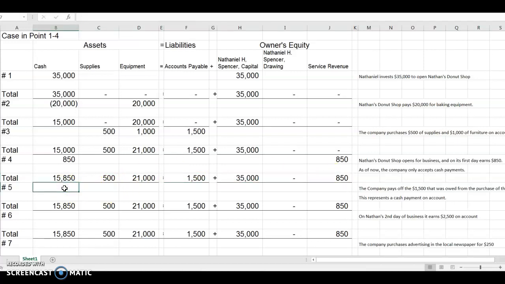Transaction number 5, the company is going to pay off the $1,500 that was owed from the purchase of the supplies and the furniture. So we have already recorded our supplies and furniture in here. We don't want to record that again. What we want to record is the payoff of the accounts payable. So we put funds into that accounts payable, or the amount owed into that accounts payable, with an increase. To get it out of there, we're going to decrease it. So we're going to decrease accounts payable by $1,500.